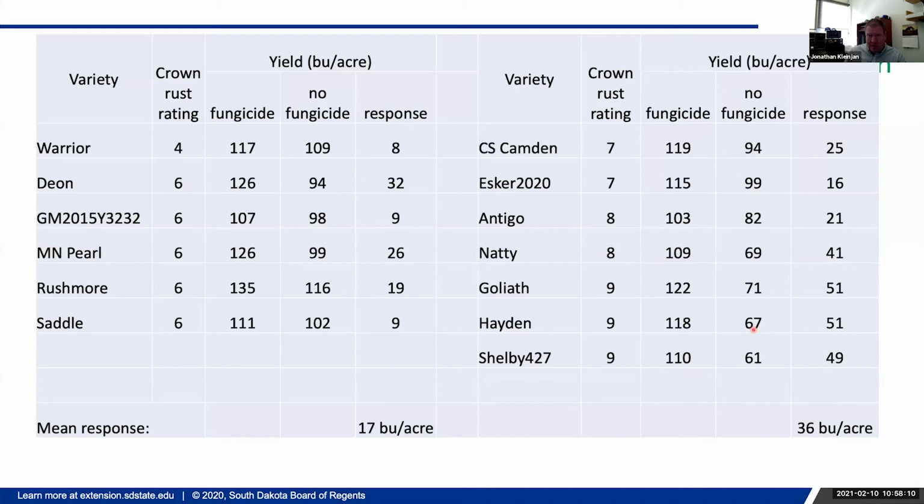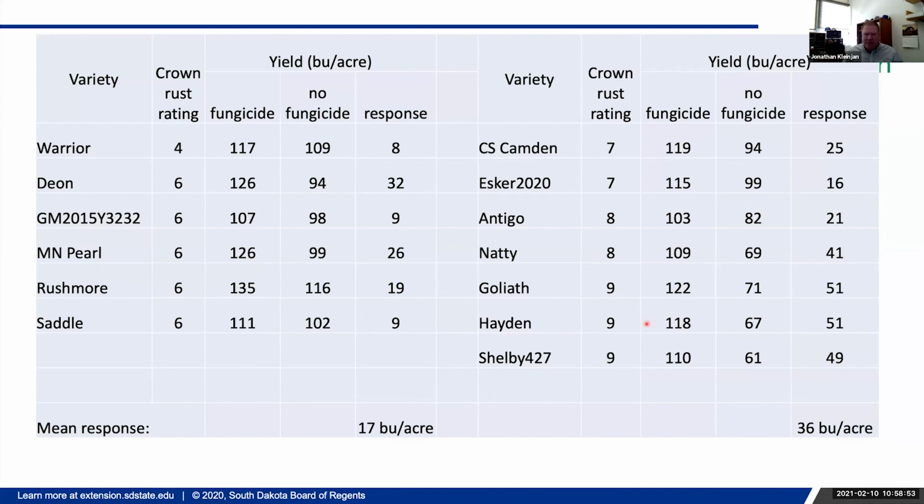So the last slide here, I know this one's a little busy, but I'm going to go through this and explain it. On the left half of this, we have the varieties with a crown rust rating of 6 or less, which would be considered moderately resistant to resistant. You can see Warrior had the most resistance in 2020. And then what I have here is fungicide, no fungicide, and a response in bushels per acre. And here on the right, we have a crown rust rating of 7 and higher, which would be considered moderately susceptible to susceptible. And you can see that the varieties here, Shelby 27 and Hayden Goliath, are the most susceptible things we have left in the trials since we got rid of horsepower.